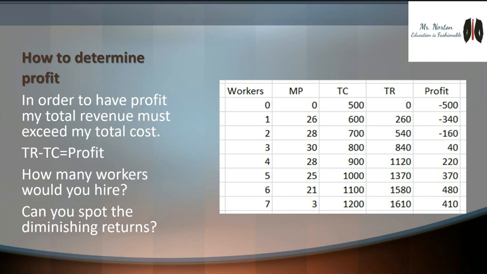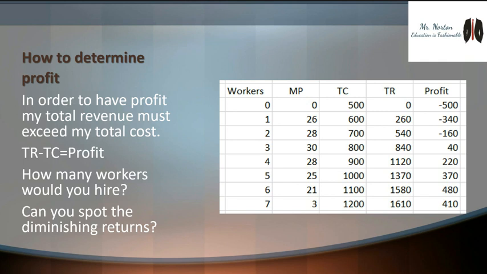As far as the diminishing returns, if we want to go back from a learning target earlier, we can start to see those kick in when we hire our 4th worker. At our 5th worker, we drop from a marginal product of 28 to 25. Prior to that, I was experiencing increasing returns.